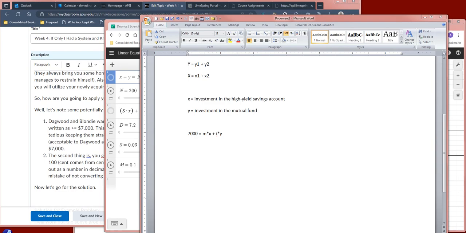Okay. So for the moment, keep in mind that X is the investment in the high yield savings account and Y is the investment in the mutual fund. Y no longer represents the return on the investment. We're not using any variable right now to represent return on the investment. What we are saying via this equation is that the returns on the two investments together equal $7,000, right? This is still the return on investment one, but it's this product, M star X.